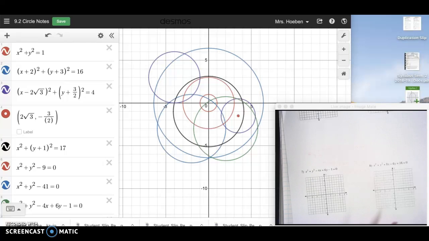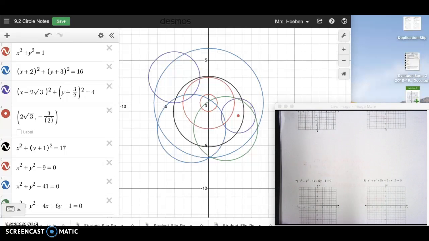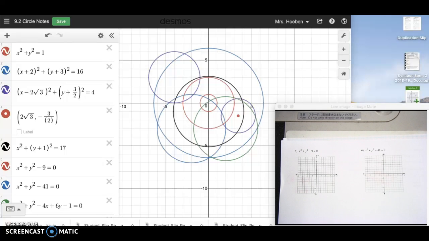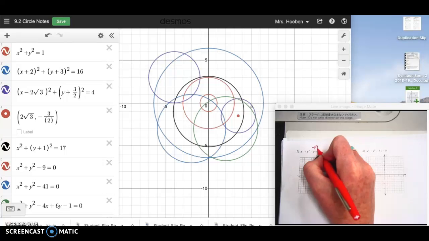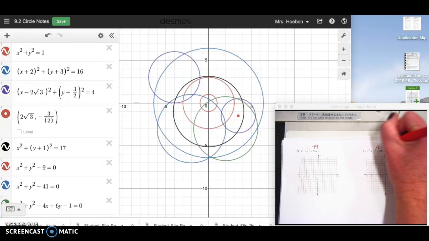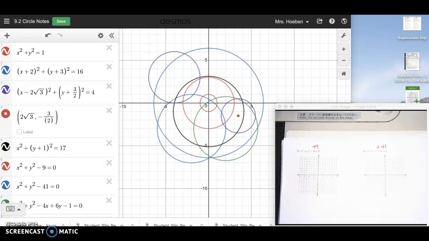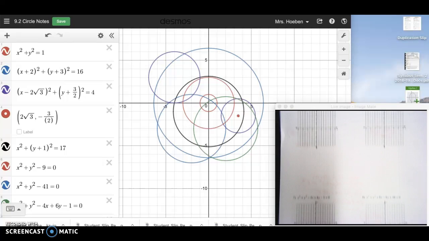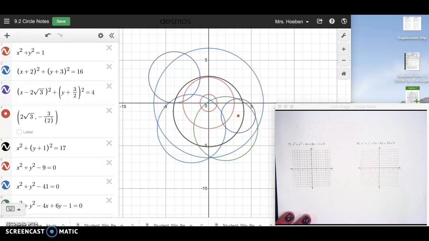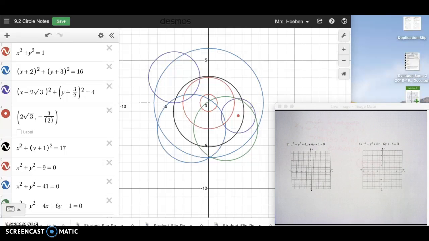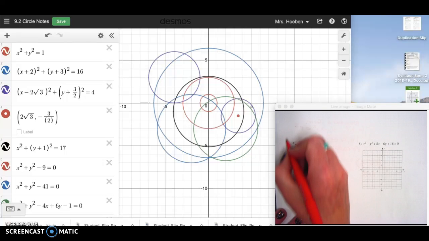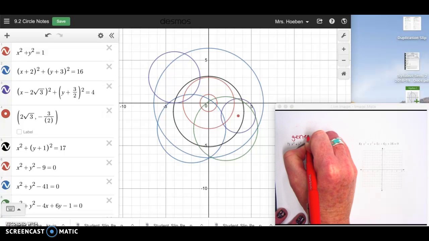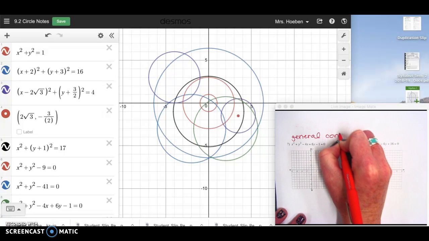Flip it over to the back. All right. On the back, when we get to number 5, it's mostly in standard form, except you need to do what? Add the 9 to both sides, right? Same thing with number 6. You just need to add 41 to both sides and then take the square root to get that radius. Okay, but when you get down to 7 and 8, notice that these two equations aren't in what we call standard form. They're in something called general conic form.